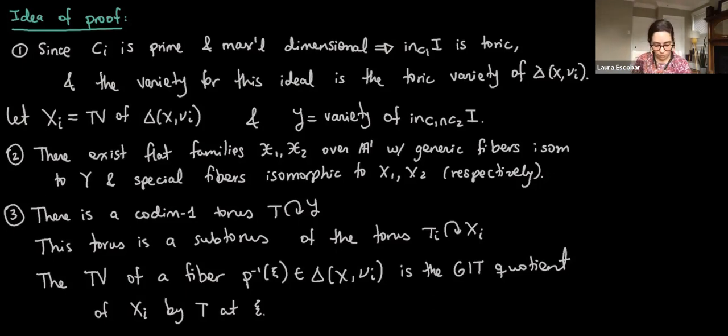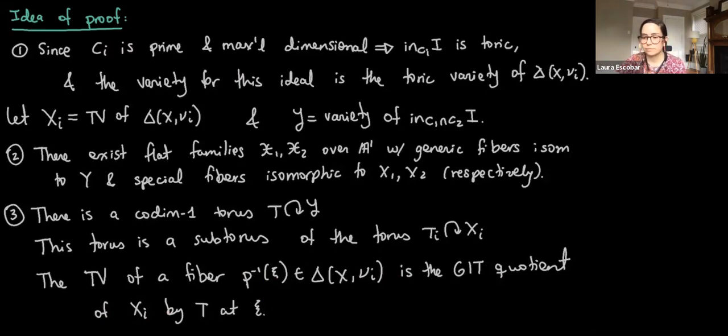And very important, this codimension one torus acting on Y is a subtorus of each of the tori that act on our toric varieties, exactly. And from this, you can take GIT quotients, because when you take the GIT quotient of a toric variety with respect to a subtorus, it really amounts to looking at fibers of projections. So the toric variety of a fiber, the fibers whose length we want to find, is the GIT quotient of your toric variety by this smaller dimensional torus at that point.